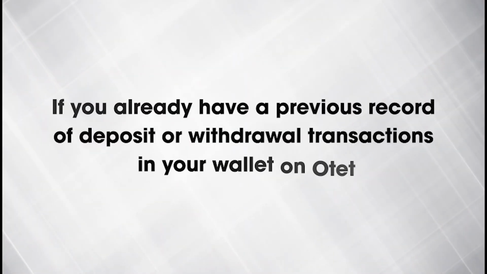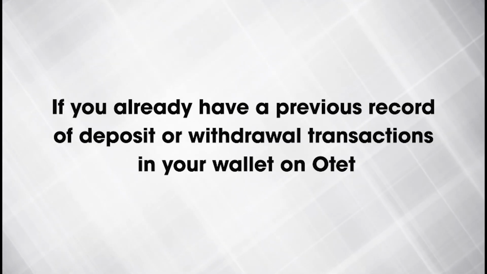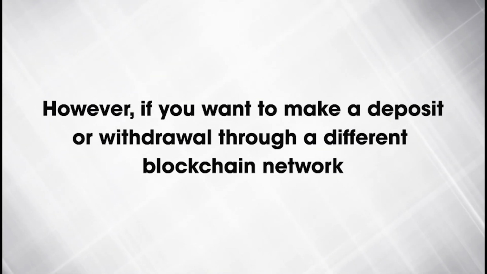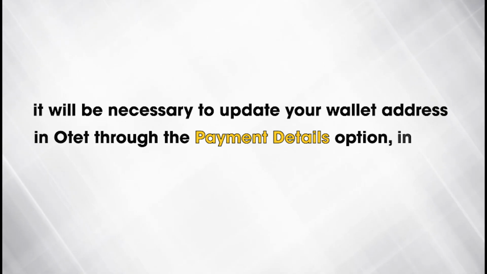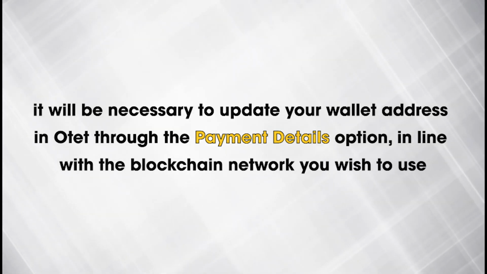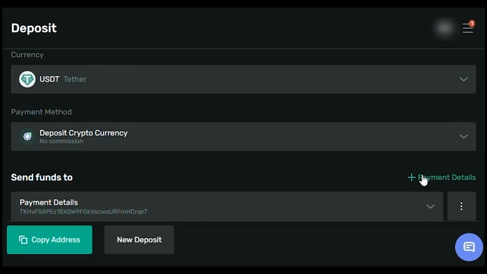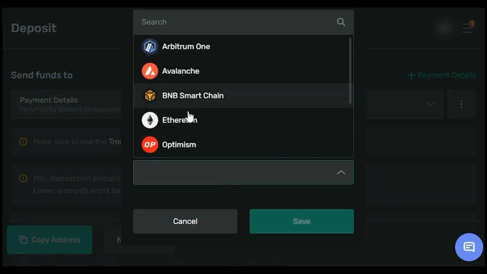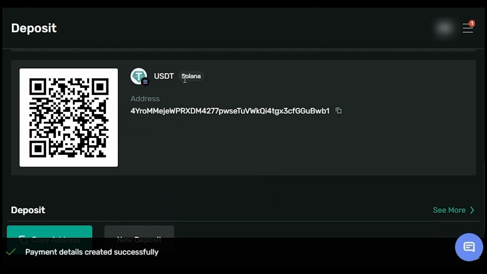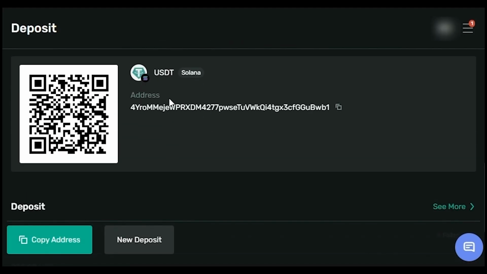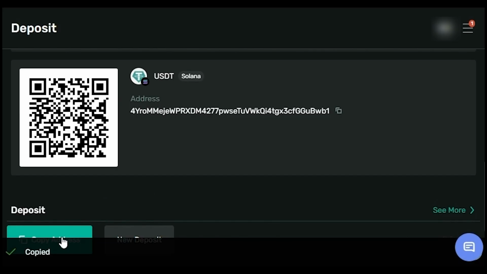If you already have a previous record of deposit or withdrawal transactions in your wallet on Otet, your wallet address will be saved automatically. However, if you want to make a deposit or withdrawal through a different blockchain network, it will be necessary to update your wallet address in Otet through the Payment Details option, in line with the blockchain network you wish to use. To do this, click on Payment Details, then change the blockchain network, and after that, click Save. Once these steps are completed, your wallet address will be updated, and you can then copy the new wallet address and paste it into the wallet you want to deposit from.